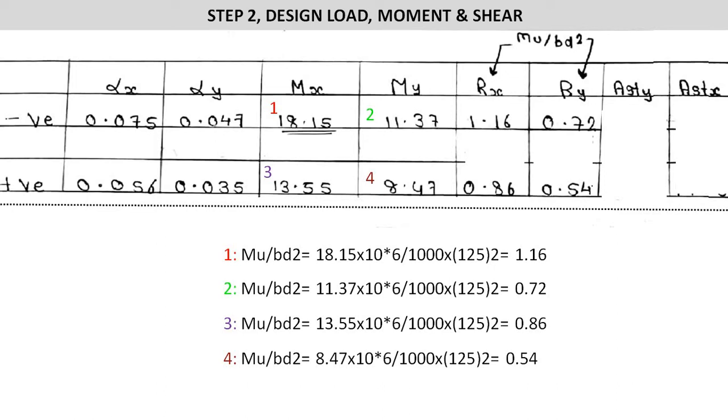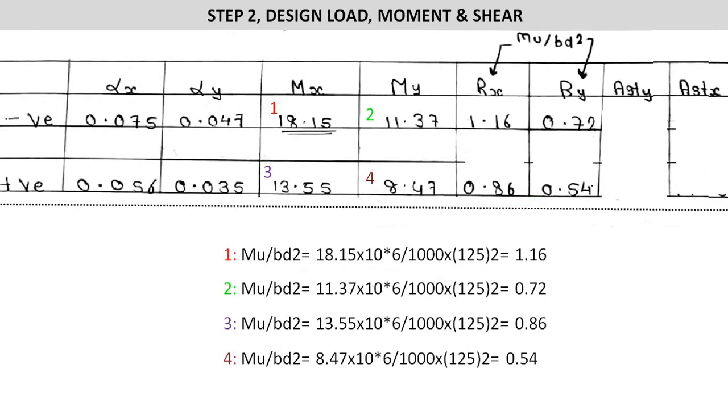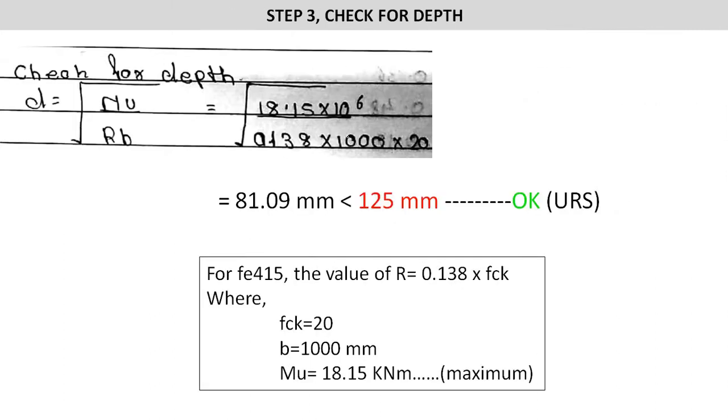So moving on, next we have to do the check for depth. So our step number 3 is to check for depth. The equation for check for depth is d equals under root Mu upon Rb. The value of Mu will be the maximum value of the moment. So the maximum value of the moment, here I have highlighted, is 18.15. So the value of Mu will be 18.15 into 10 raised to 6. Then the value of R.